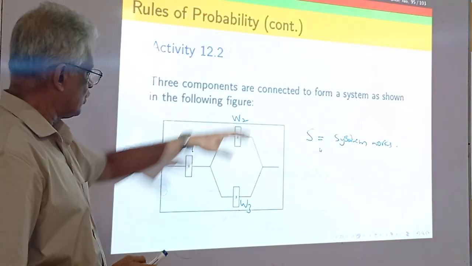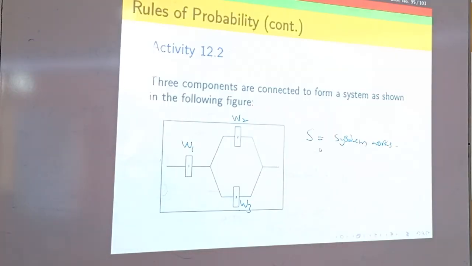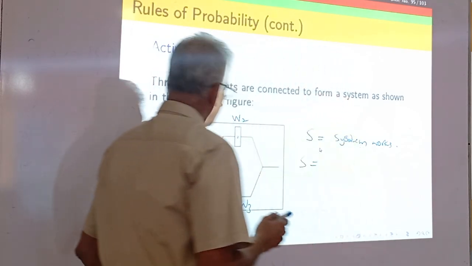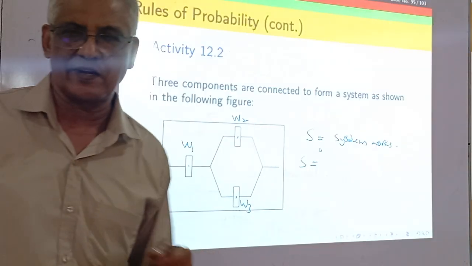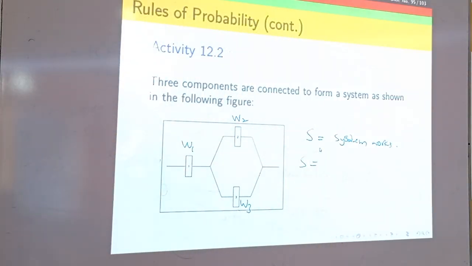So, because we only know the probability of W1, W2, W3, we have to write down S in terms of W1, W2, W3 and then apply the probability rules. So, how can we write down S? System works. There are a large number of ways you can write it, but let's go for the minimal way, right?